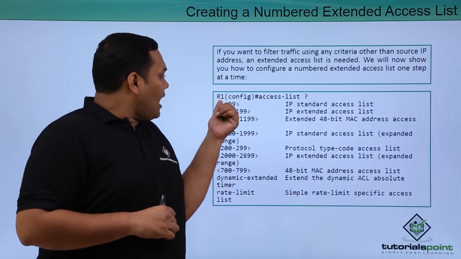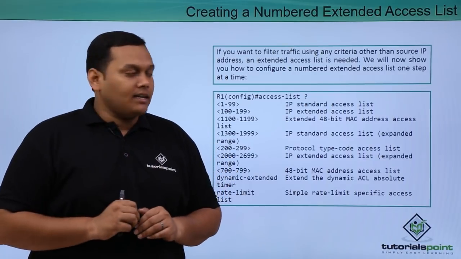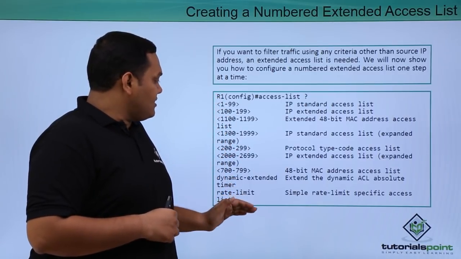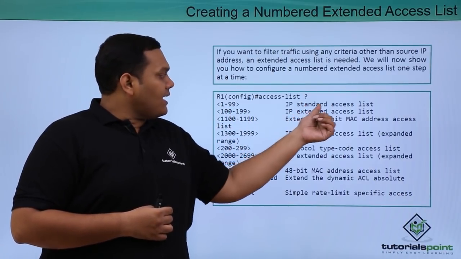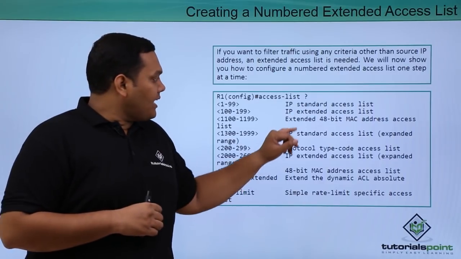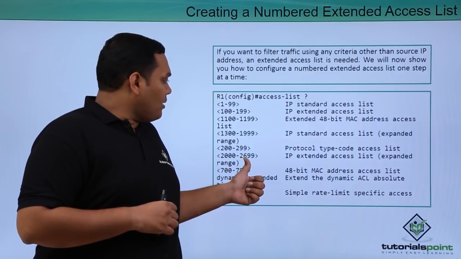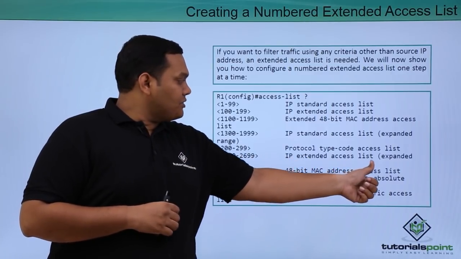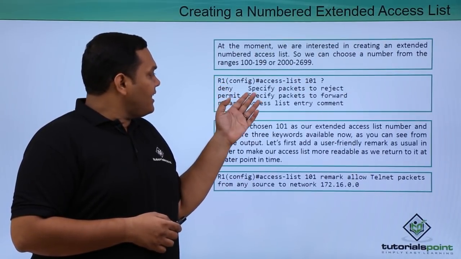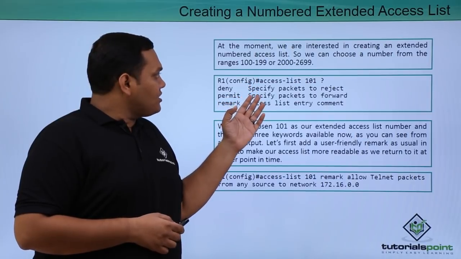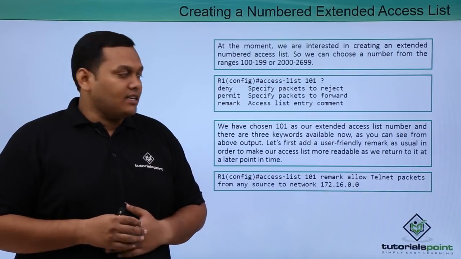If you see R1, which is router 1, in configuration mode, when you type access-list question mark, it gives you all the access list details with the number ranges. Here, 1 to 99 is standard access list and 100 to 199 is IP extended access list. You can also see 2000 to 2699 is IP extended access list, which is the expanded version. We are interested in creating a numbered extended access list, so we have to choose from 100 to 199 and 2000 to 2699.